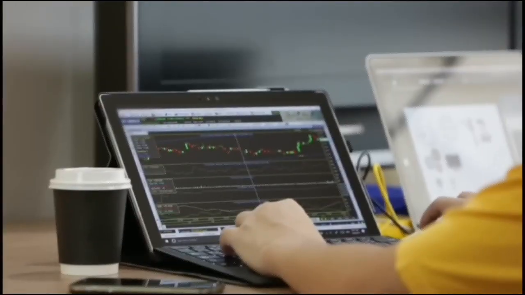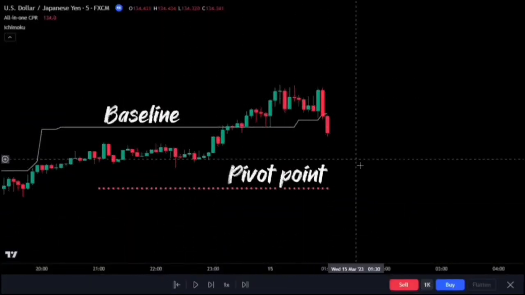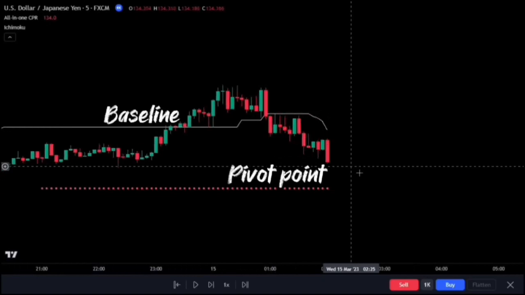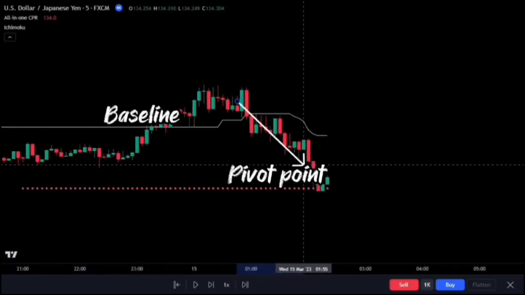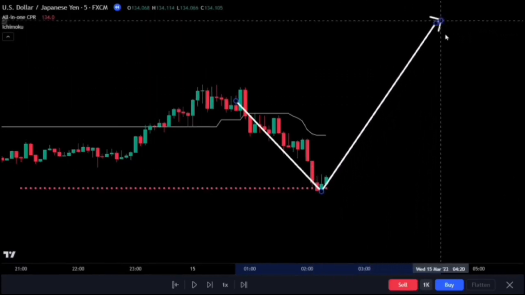Now, how do we enter trades using our CPR trading strategy? We enter buy trades when we have our baseline above the recent pivot point, then wait for the price to retrace back towards our pivot point. Wait for price rejection before we enter trades.